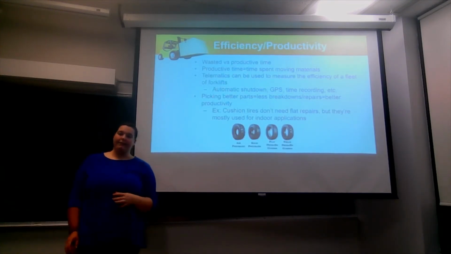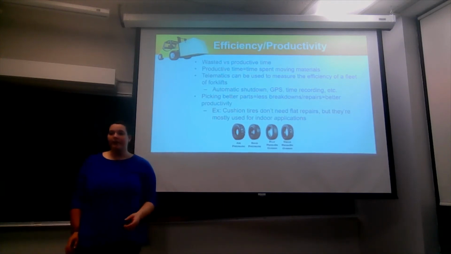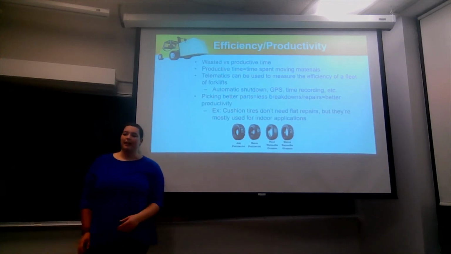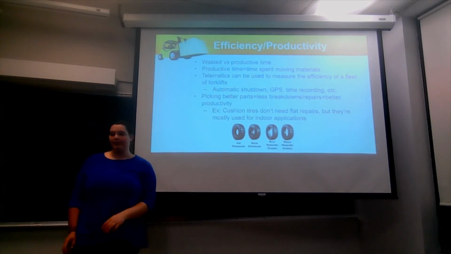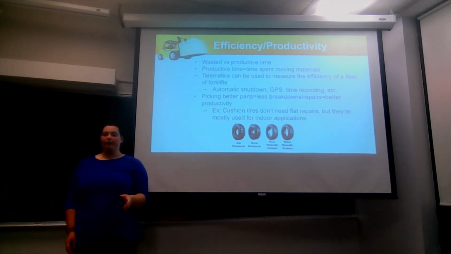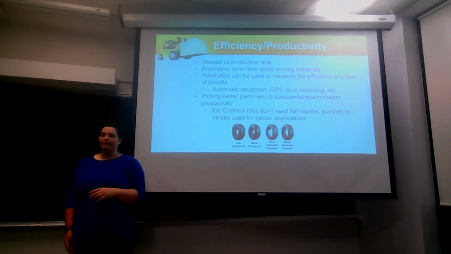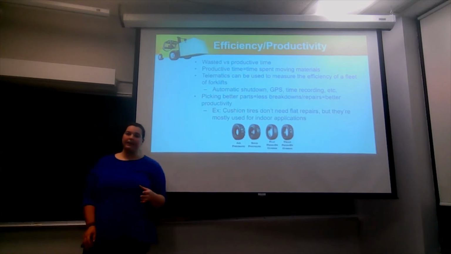Finally, we're looking at efficiency and productivity. So efficiency is your ratio of productive to unproductive time. So you really want to maximize how productive your forklifts are. For forklifts, your productive time is time spent actually moving materials. And telematics can be used to measure that. It can tell you where your forklifts are on site if it's used with GPS. It can also tell you how long it's spent there and things like that, so that you can use that to determine where you have inefficiencies and how to correct those.